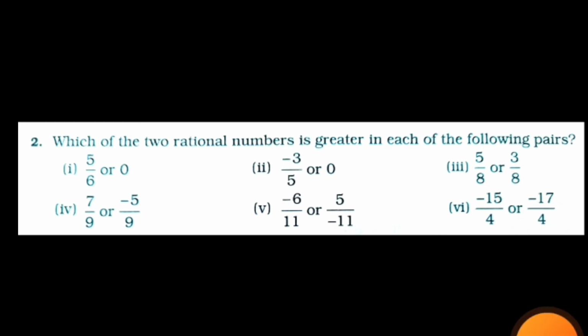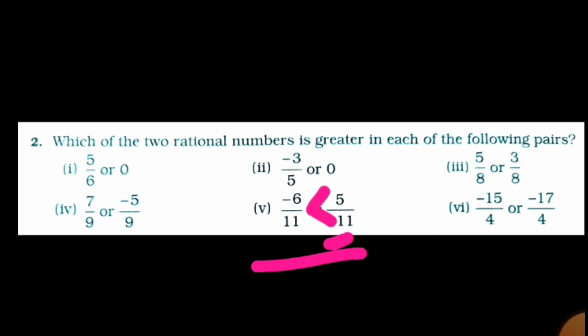And see the fifth one, denominators are equal, only the difference is that here the minus sign is in the denominator, so we can move it towards the numerator. So it will be minus 6 by 11 and minus 5 by 11. We know that denominators are equal, so we'll compare the numerators. Minus 5 and minus 6, which is greater? Now, a bigger negative number has a smaller value, we know that. So minus 6 will be smaller and minus 5 will be greater. So minus 5 by 11 will be greater than minus 6 by 11. So in this way you will do this question.